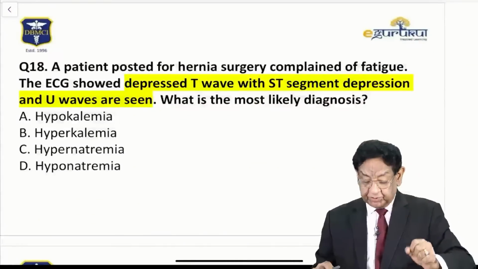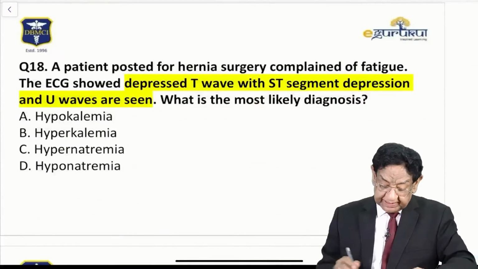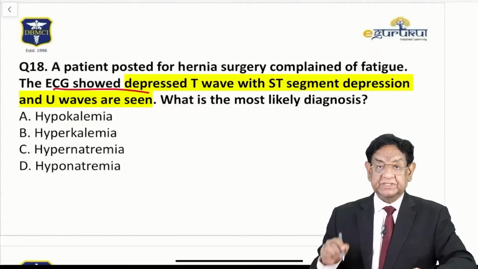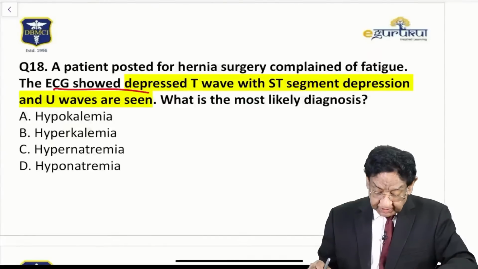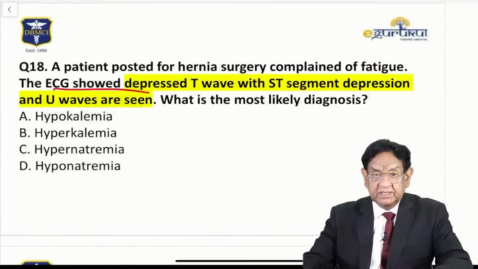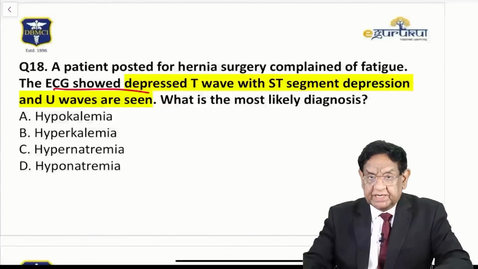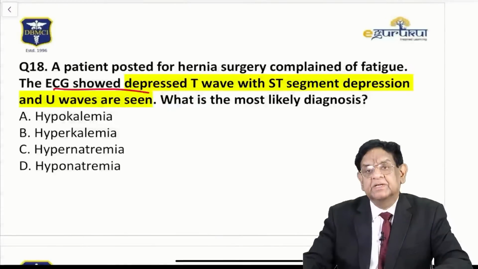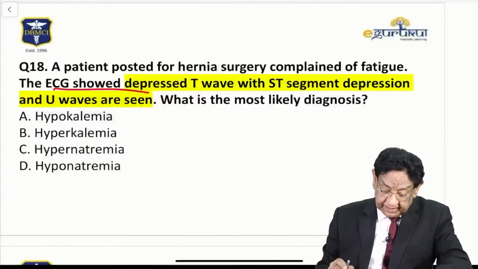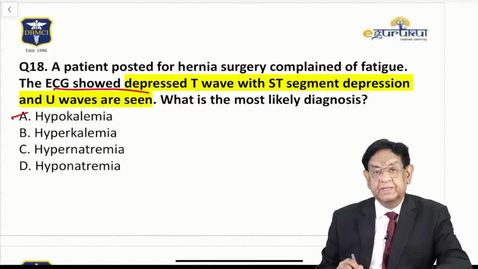Well, it's a beautiful question. We are getting an ECG that shows which electrolyte imbalance? This is the universal question. Again, I give you 30 seconds to think and answer. Quickly write down. Well, the right answer is hypokalemia.